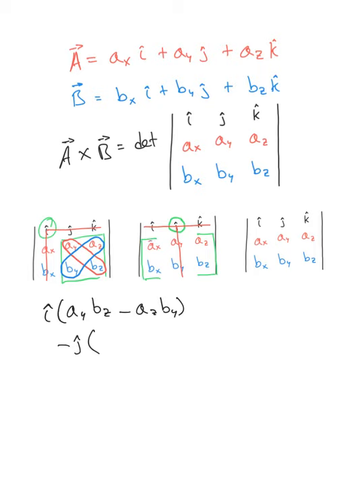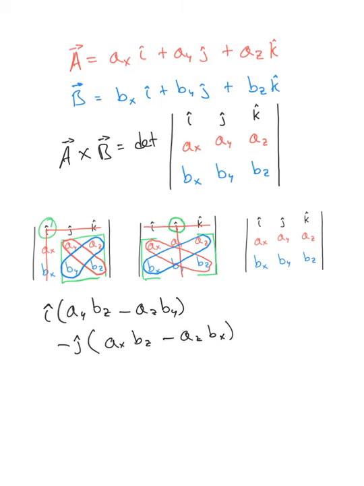That is, we're going to multiply these two components, AX multiplied by BZ. And then we are going to subtract from that the other diagonal, minus AZ times BX.